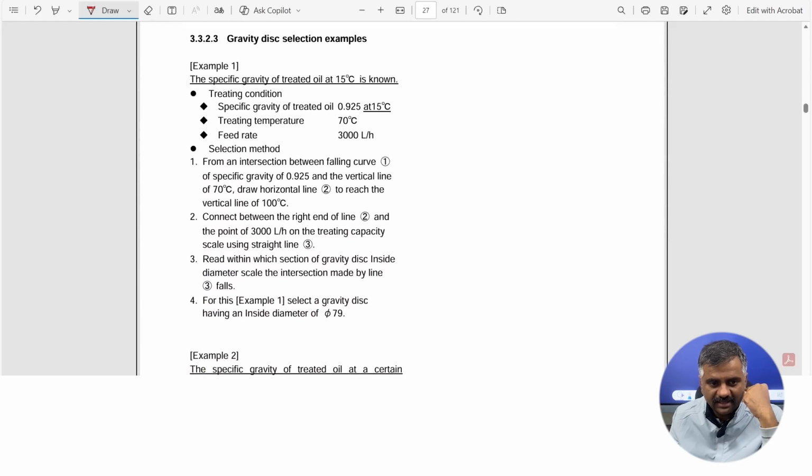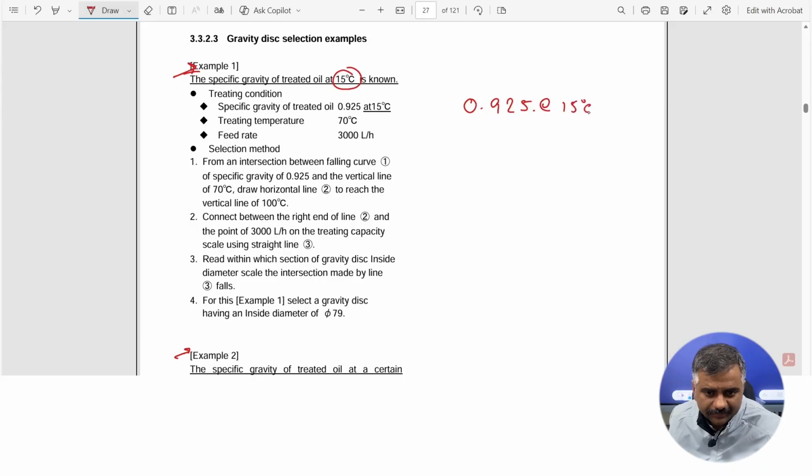Okay, so let us take one example here. Basically there are two fundamentals for deciding the gravity disk. Let us take example 1 and then we'll go to example 2, and from these two examples it will be clear how we decide on the gravity disk selection. The specific gravity of the oil at 15 degrees centigrade is known. The specific gravity is 0.925 in one case at 15 degrees centigrade.